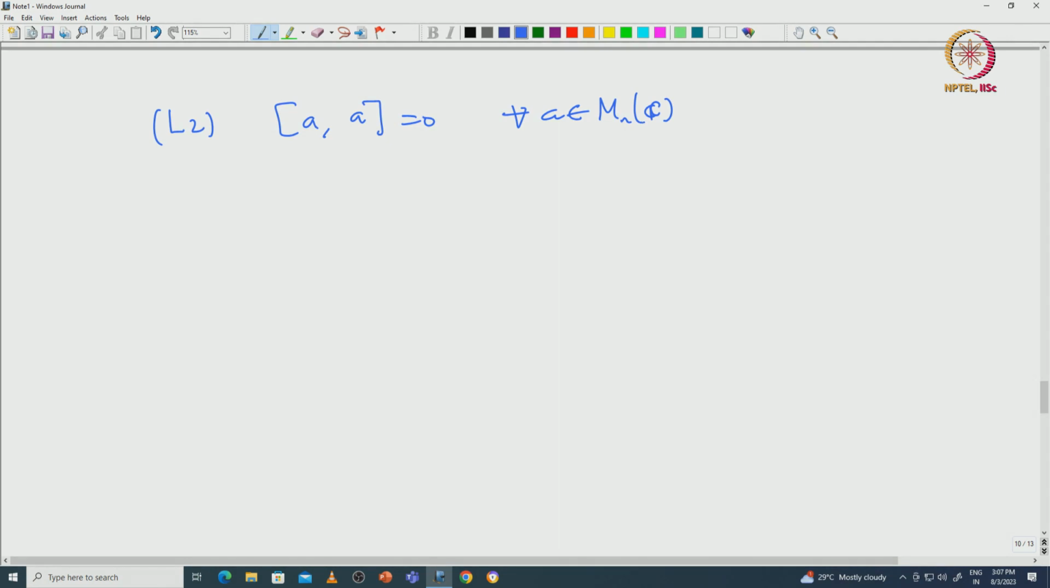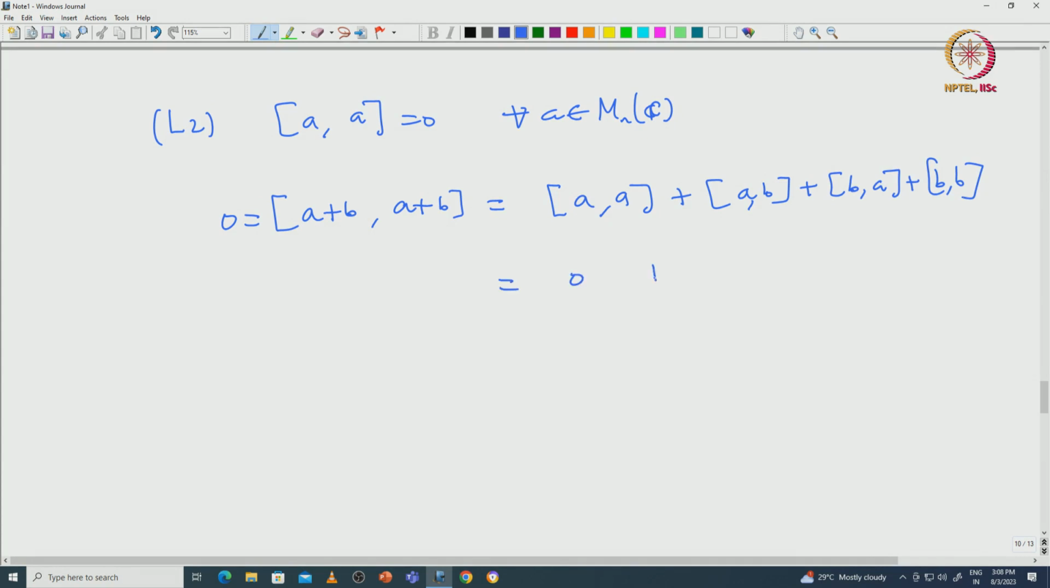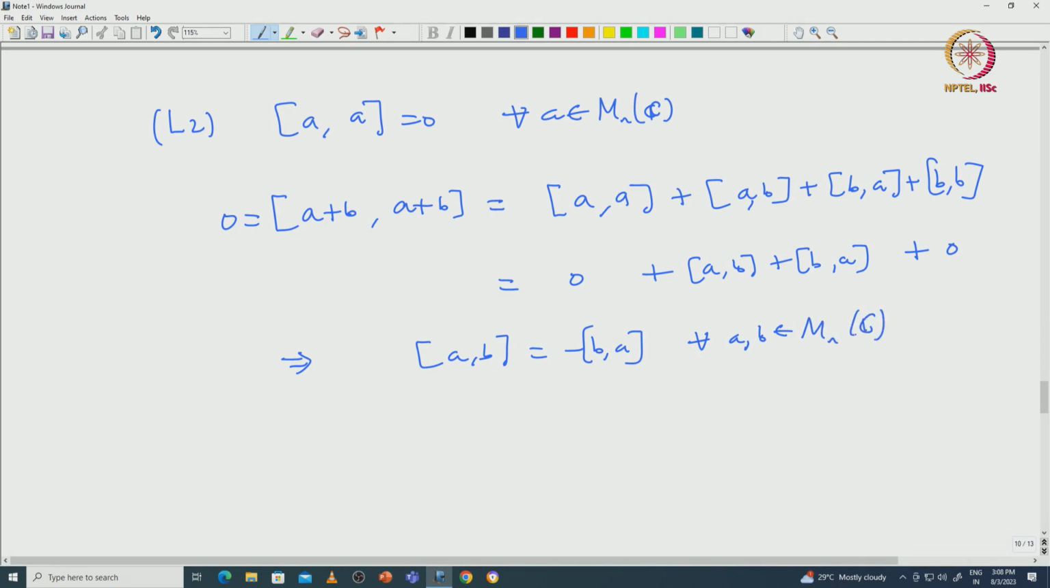If you think about it, for example, if you calculate bracket A plus B with A plus B, this must be 0 because they are the same elements. But if you use linearity on each coordinate, you get AA plus AB plus BA plus BB. Note that bracket AA is 0 and bracket BB is 0. So, you get bracket AB plus bracket BA. That means the condition bracket AA equal to 0 implies bracket AB is minus bracket BA for all A, B in M_n(C). So, the condition L2 is equivalent to L2 dash, which says bracket AB is the same as minus bracket BA for all A, B in M_n(C).